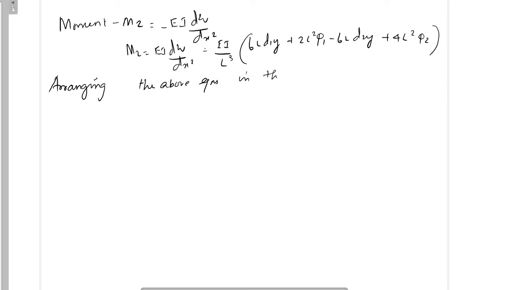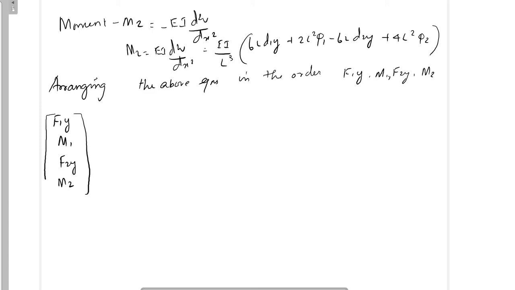in the order F1y, M1, F2y, M2. In matrix format, F1y, M1, F2y, M2, which is equal to some matrix. Finally, I am going to fill the matrix with d1y, phi 1, d2y, phi 2.